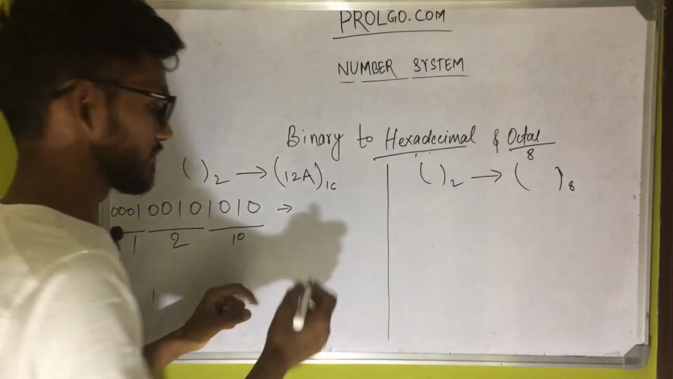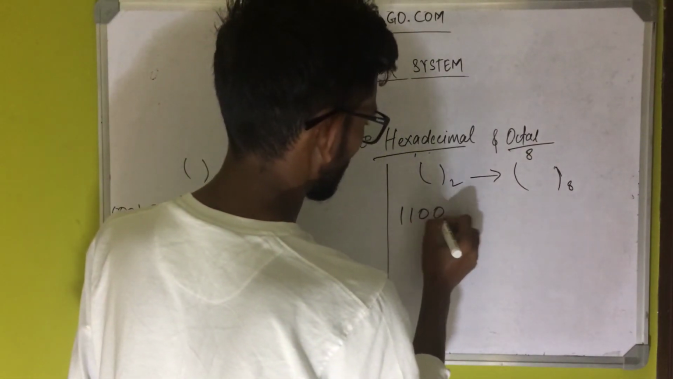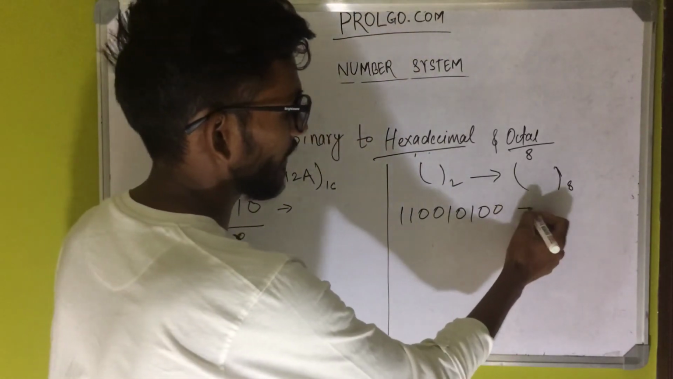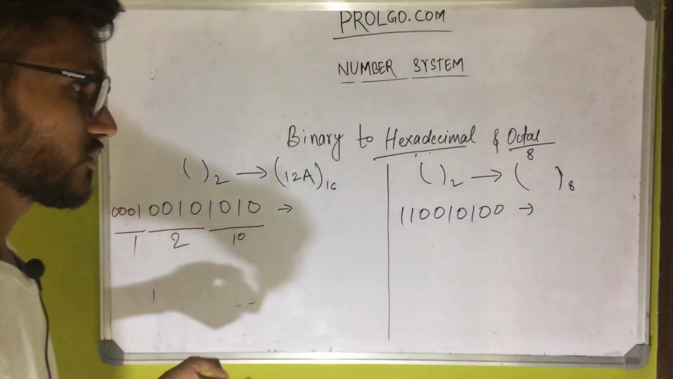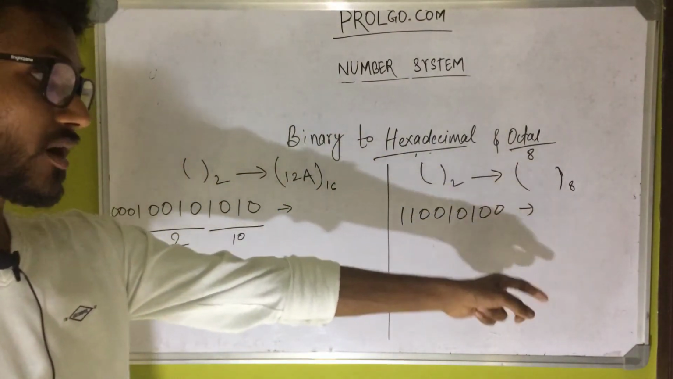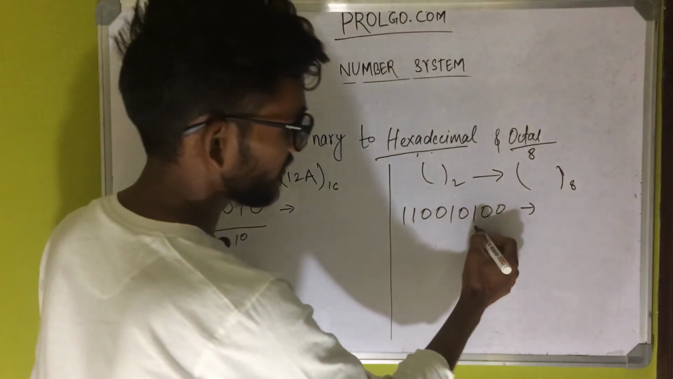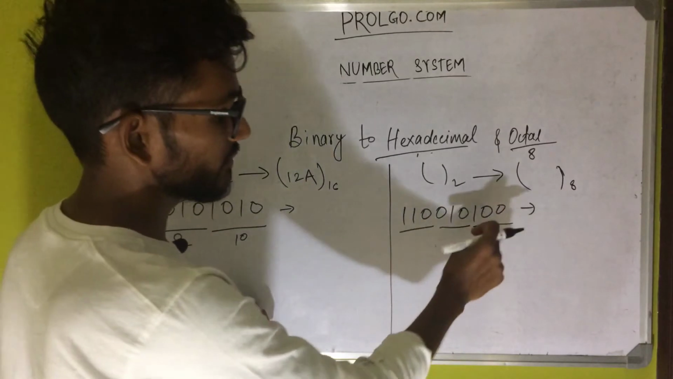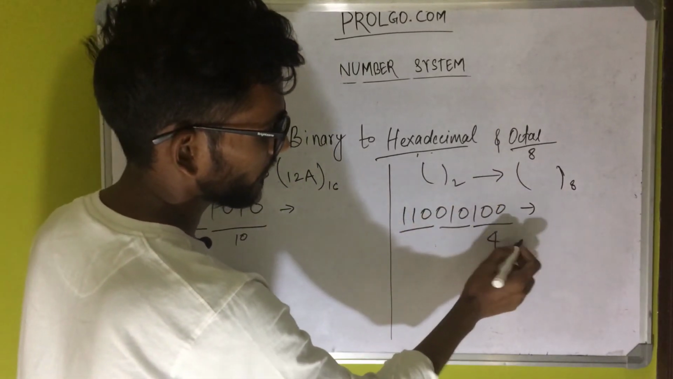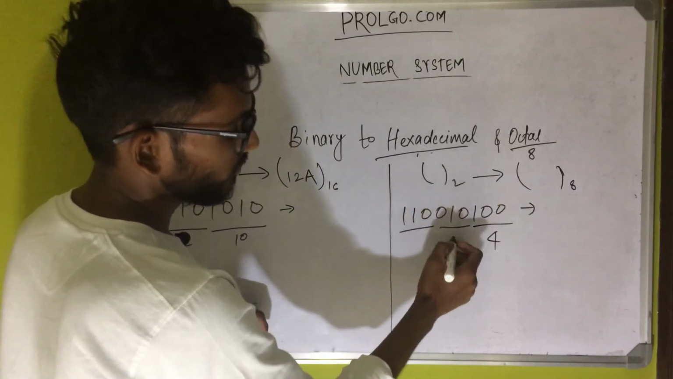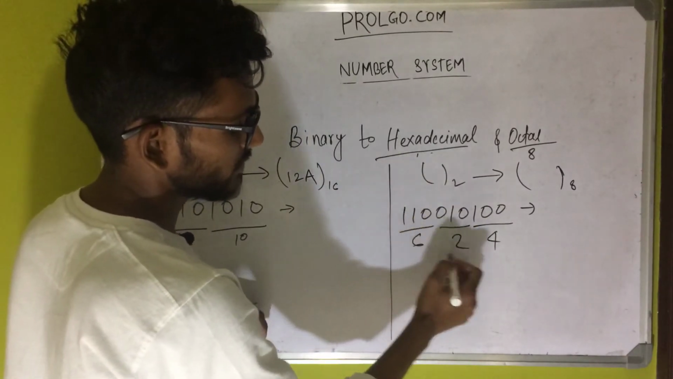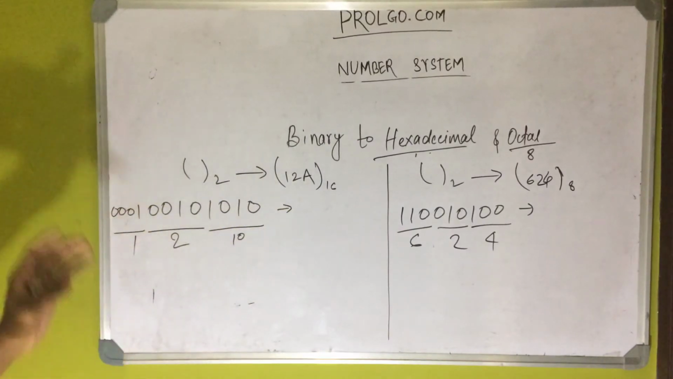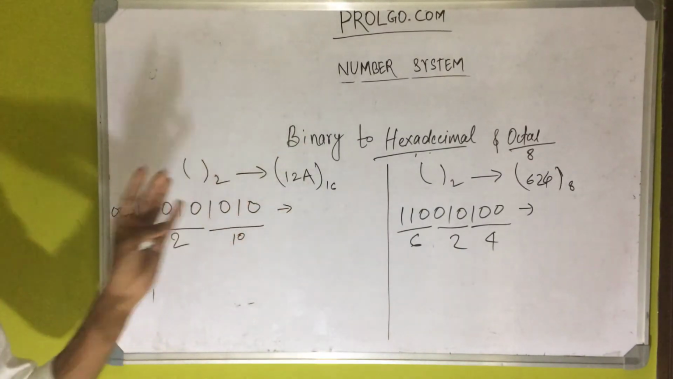Now take another number, 1 1 0 0 1 0 1 1 0, and convert it into octal. Now you are converting this number into octal, so you have to make groups of only 3. Convert each into decimal, so it would be 1, 2, 4, then 6, so it would be 624. See, it is one of the easiest ways to convert from binary to hexadecimal or octal or vice versa.